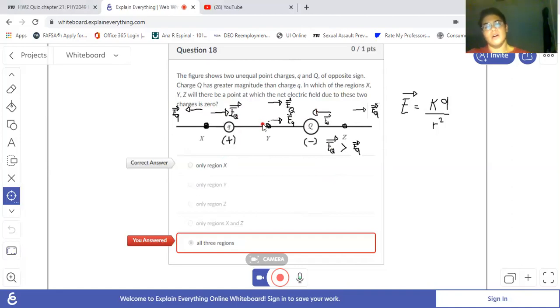At this point, it is a matter of finding the exact point in region X to see where these two electric fields meet in magnitude, and they're already opposite in direction. So in X is going to lie the point where the net electric field is zero. So that is why the answer to this question is only region X.